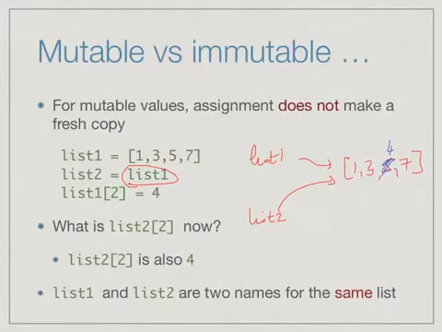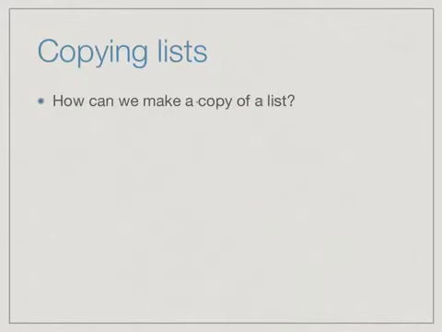So if we go and change this value to 4, then list 2 also has the same value 4 at this position. So there's a fundamental difference in how assignment works for mutable and immutable types. For immutable types, we can think of assignment as making a fresh copy of the value. And for mutable types, assignment does not make a fresh copy, it rather makes both names point to exactly the same value. So through either name, if we happen to update the mutable value, the other name is also affected. So this is something which we will see is useful in certain situations.